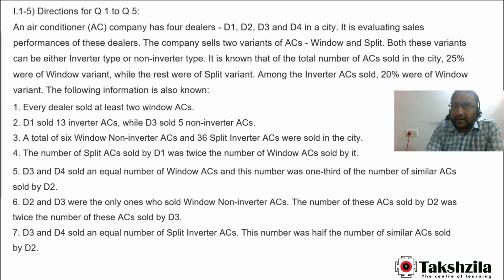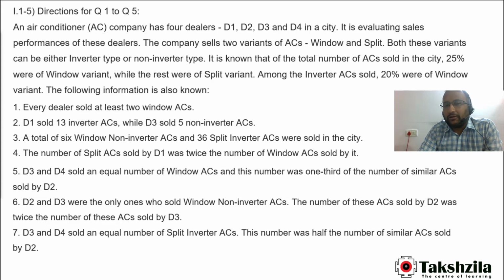First of all, let's read the data carefully. An air conditioner company has 4 dealers D1, D2, D3 and D4 in a city. They are evaluating sales performance of these 4 dealers. The company sells 2 variants of ACs, window and split. Both variants are either inverter type or non-inverter type. It is known that of the total number of ACs sold in the city, 25% are window and the rest are of the split variant. Among the inverter ACs, 20% are window, and the following information is given.